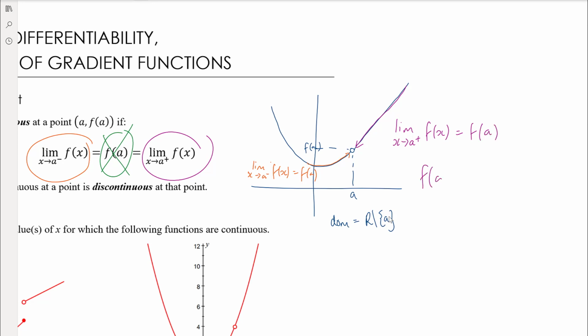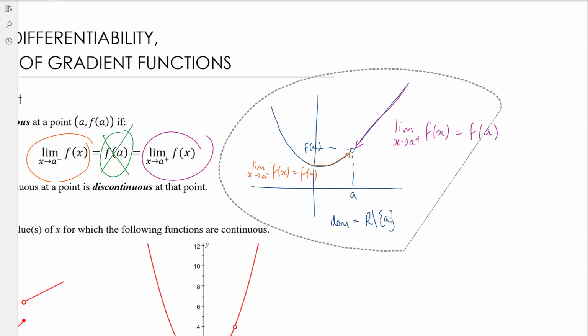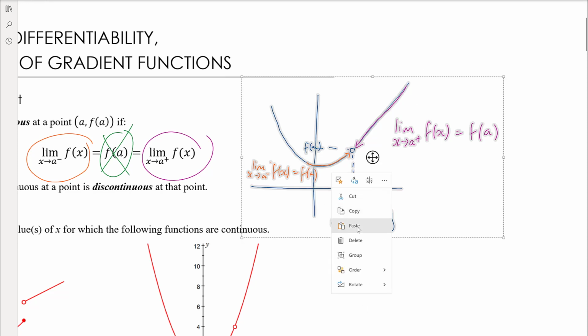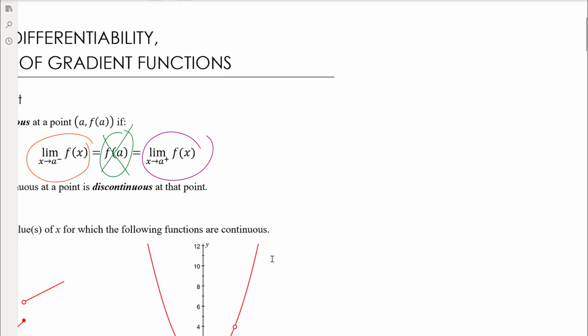But f at a doesn't exist. Well, sorry, the function is not defined when x equals a. So f at a doesn't exist. So it would be possible for the two limits to exist, but the actual value of the function at that point doesn't exist.